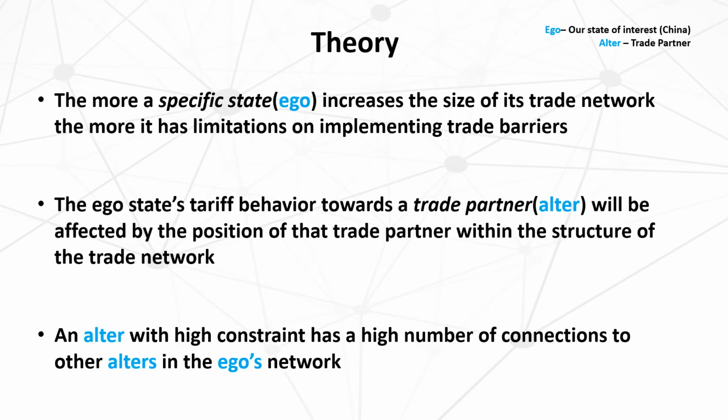Put this in network terms, the more that our state of interest, our specific state that we're looking at, their trade network, which we call the ego, increases its trade network, has it be more dense, the more that it will be limited in how it can implement trade barriers. The other trade partners in the network, called alters, are able to have secondary paths to still get the goods because they're trading with another trade partner. And that may not be ideal, but that does mean there's another path to get the goods and services they were getting from that state.